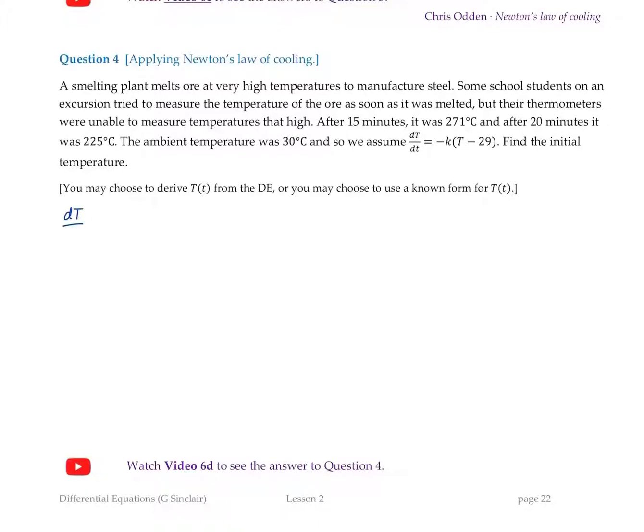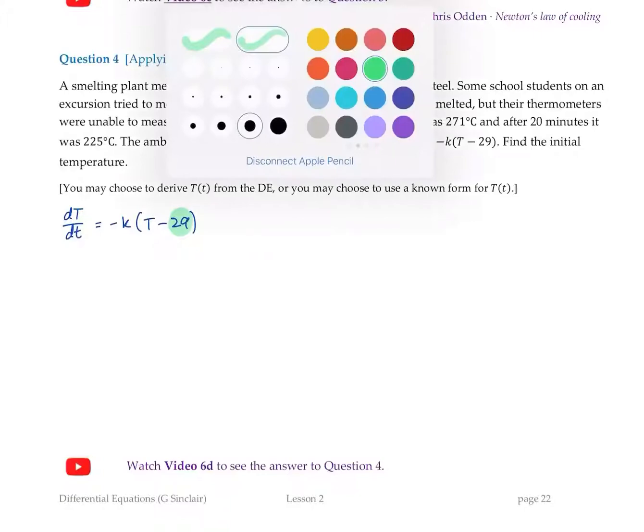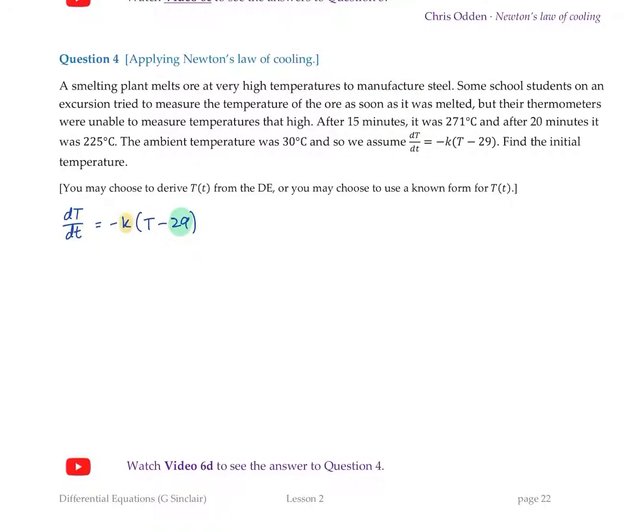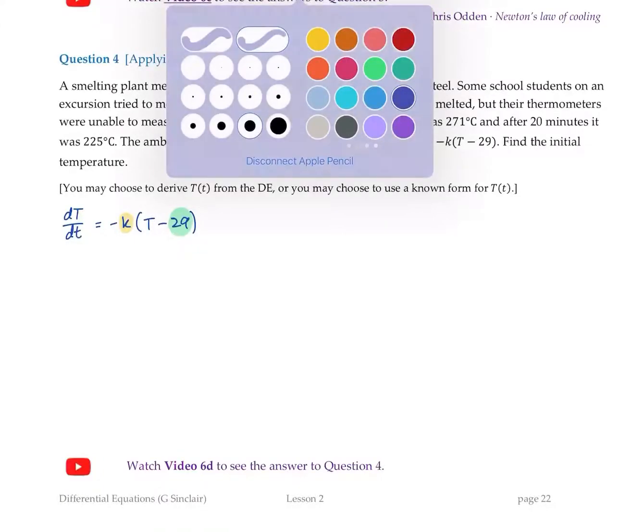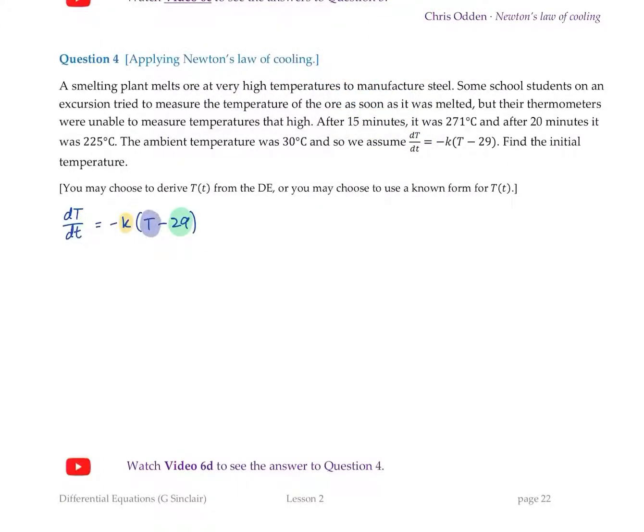We have dT/dt equals negative k (T minus 29). So we recognise this as Newton's law of cooling, and 29 degrees Celsius is the ambient temperature, and k is the rate at which it's cooling, and T, capital T, is the temperature at any given time.